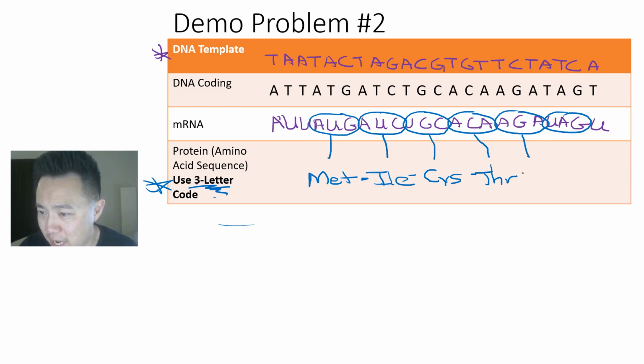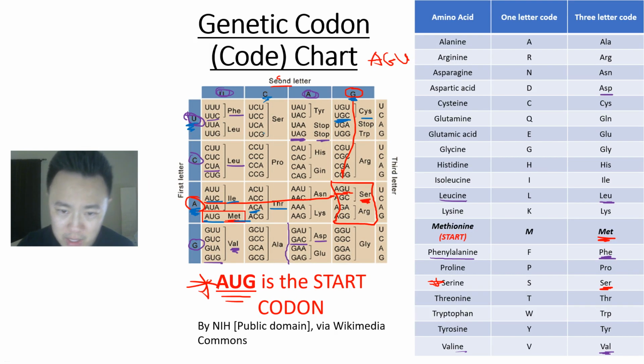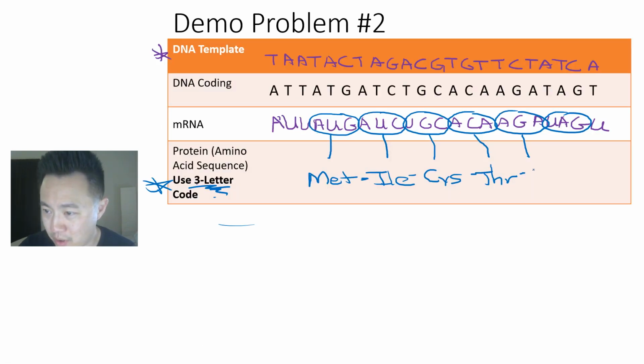And then AGA, what's this? Go back to my chart. Here's A. Here's G. And AGA here is ARG. What's ARG? It's arginine. Okay, let's write that down.